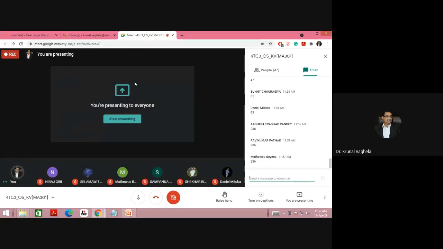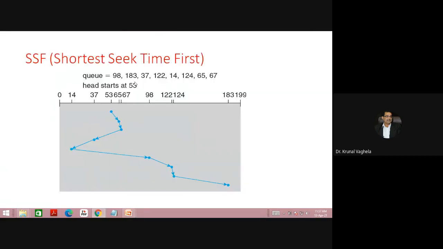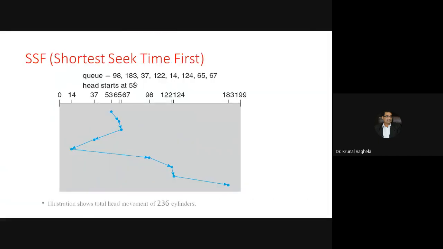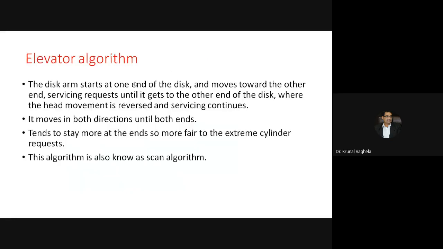So 236. I believe this answer may be right because everyone is getting the same answer. So 236 cylinders. If it is asked in the exam, it will be very easy for you and you will get good marks.